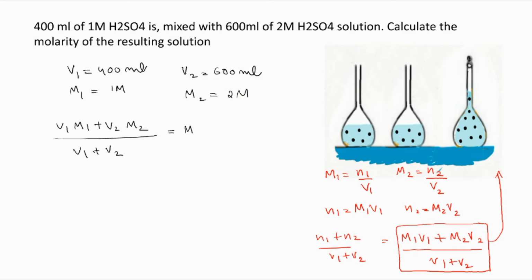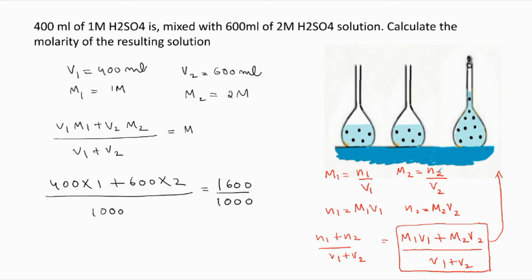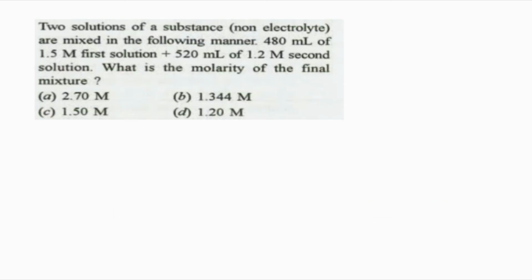Substitute the values. If you calculate this, you will get 1600 divided by 1000. See, now calculations are easy. So don't convert it into liter. You will get the answer as 1.6 molar. That will be the molarity of the resulting solution after mixing. Easy? Yes. Now read this question.